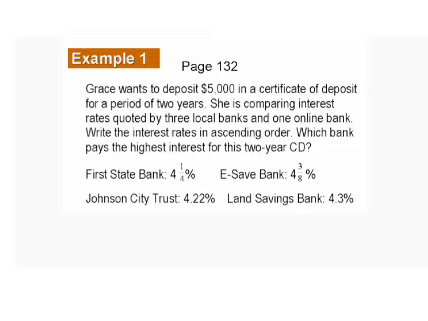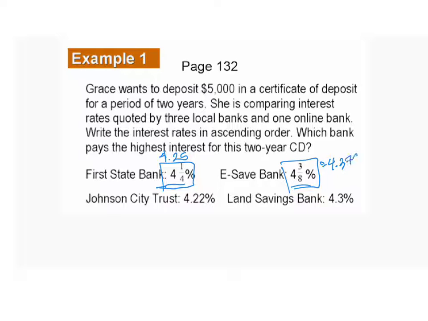Well, this can become confusing because some of these are fractions and some of them are decimals. The way to determine which is the smallest and which is the biggest is to turn your fractions into decimals. And you just use the fraction. You don't need the number that's in front. So for this one, I'm going to go 1 divided by 4 on my calculator, and I get 0.25. So this is really 4.25%. Over here, I'm going to go 3 divided by 8. If I do 3 divided by 8 on my calculator, I get 0.375. So this is really 4.375.